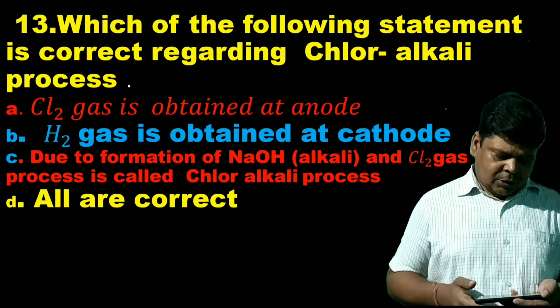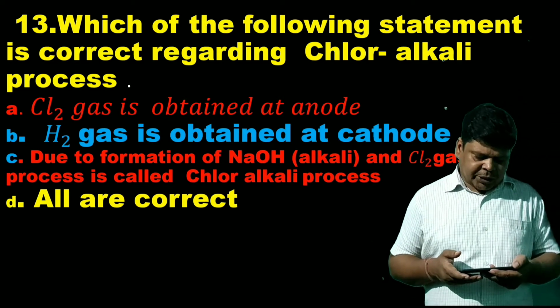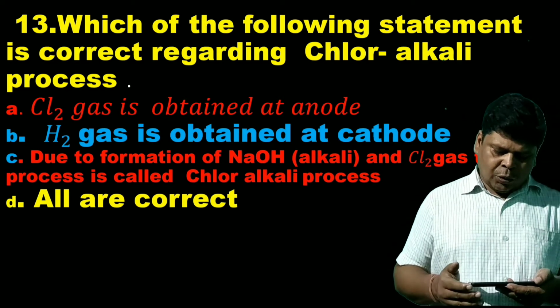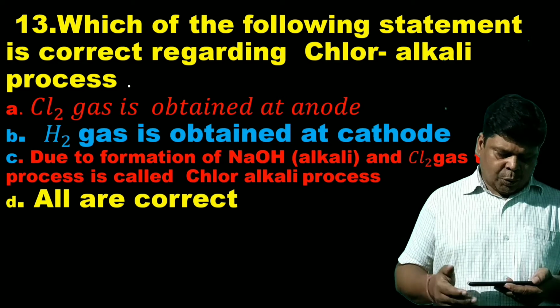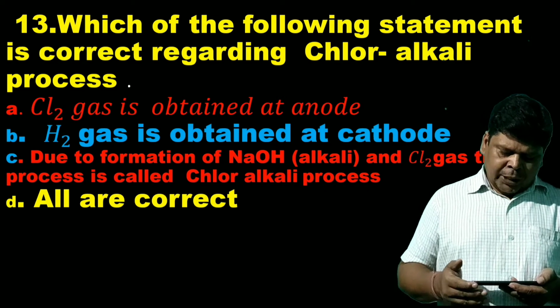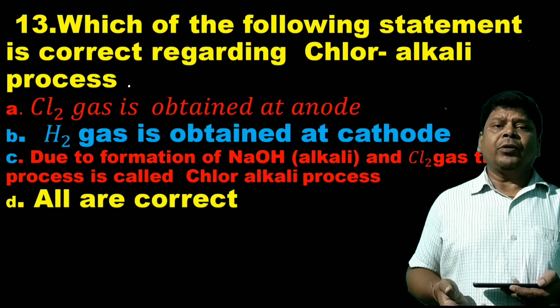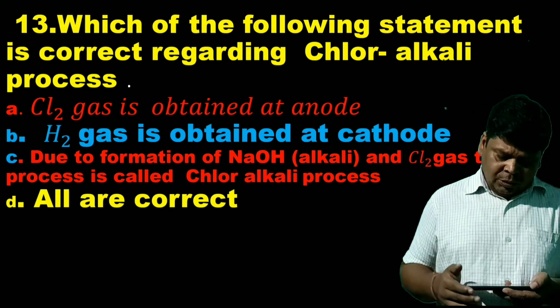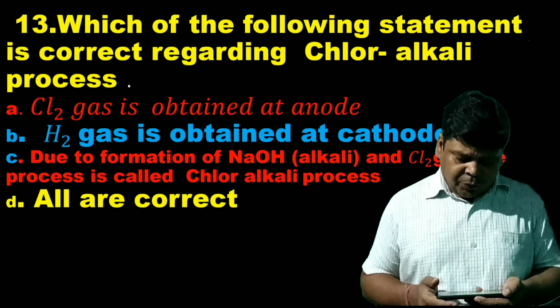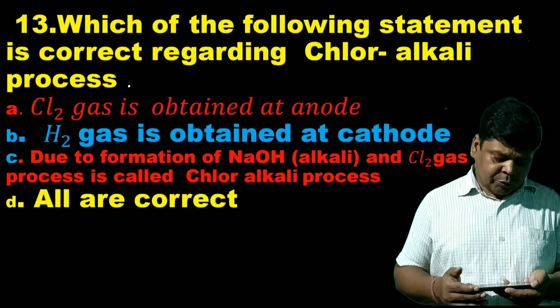Next question is, which of the following statements is correct regarding the chlor-alkali process? Chlorine gas is obtained at anode. Once again, chlorine forms negative ions, so it will be obtained at anode. Hydrogen gas is obtained at cathode. Yes, this one is correct.